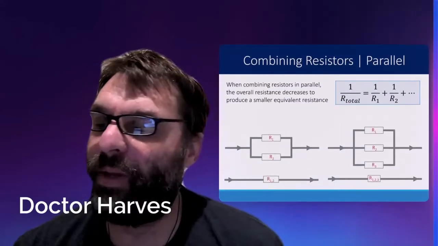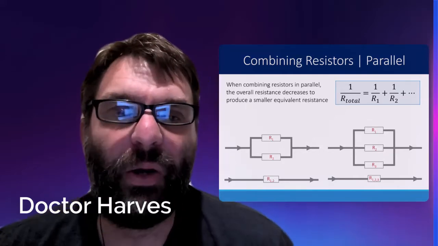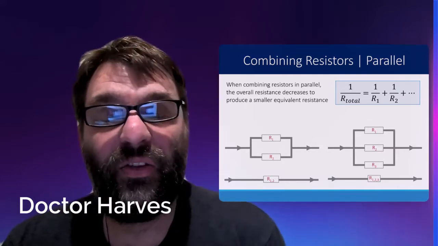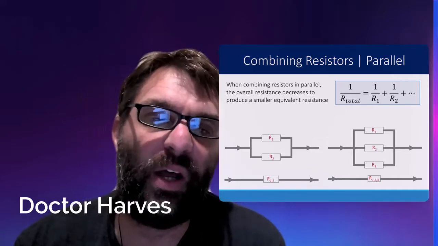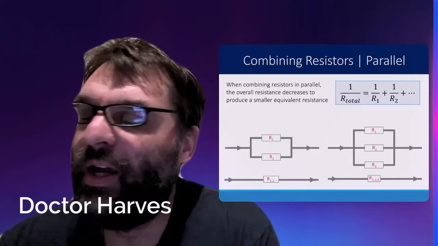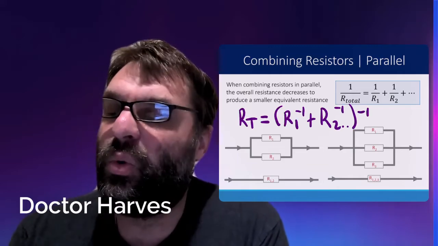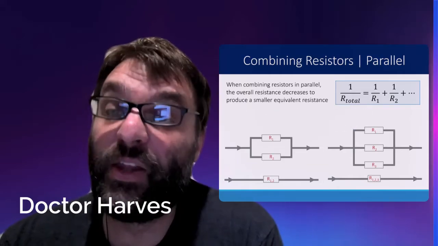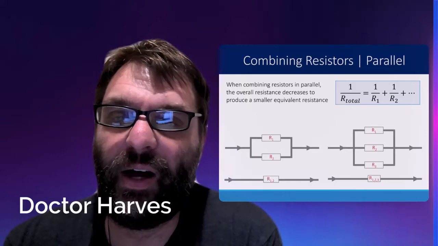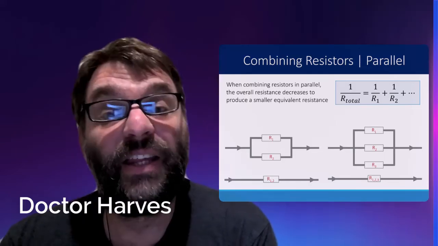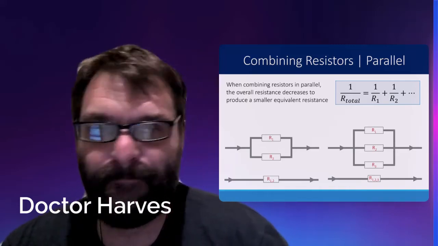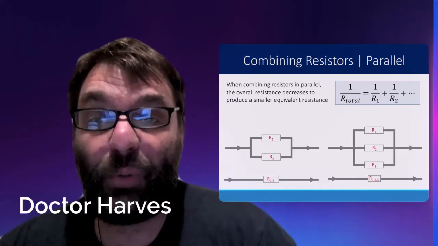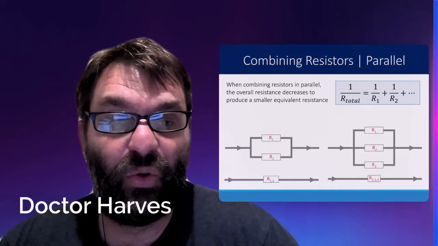Whereas it's a little bit more complicated for parallel resistors. So 1 over the total resistance will equal 1 over R1 plus 1 over R2 plus 1 over R3, etc. Okay, so R total will equal the inverse of the sum of the inverse of R1 plus the inverse of R2, etc. Take the inverse of that again, and that will give you the total resistance. And that is pretty much all you need to know about resistors.